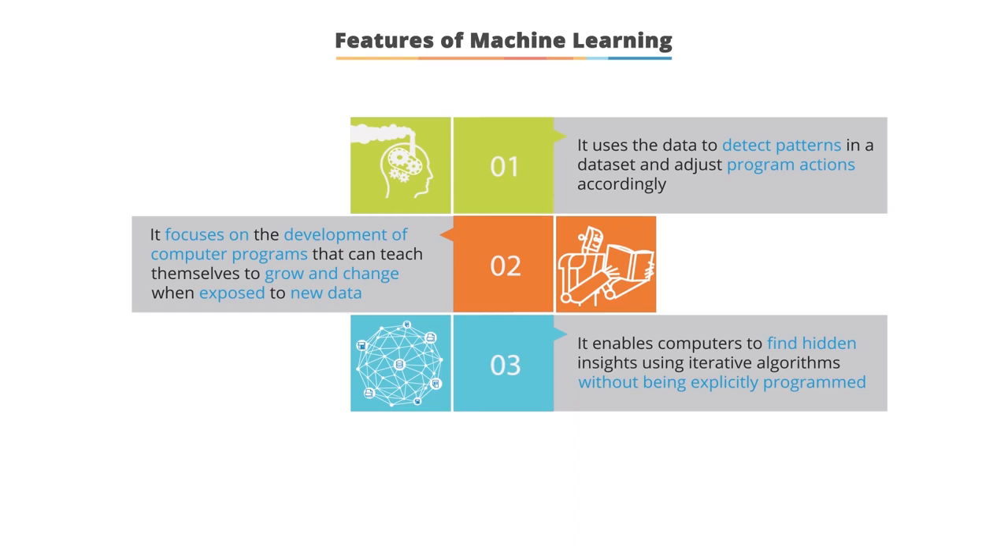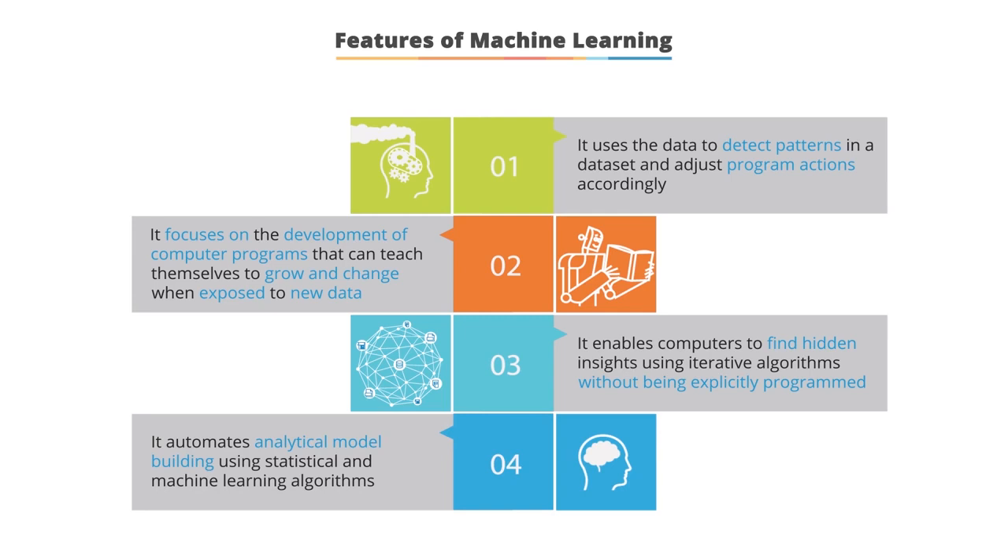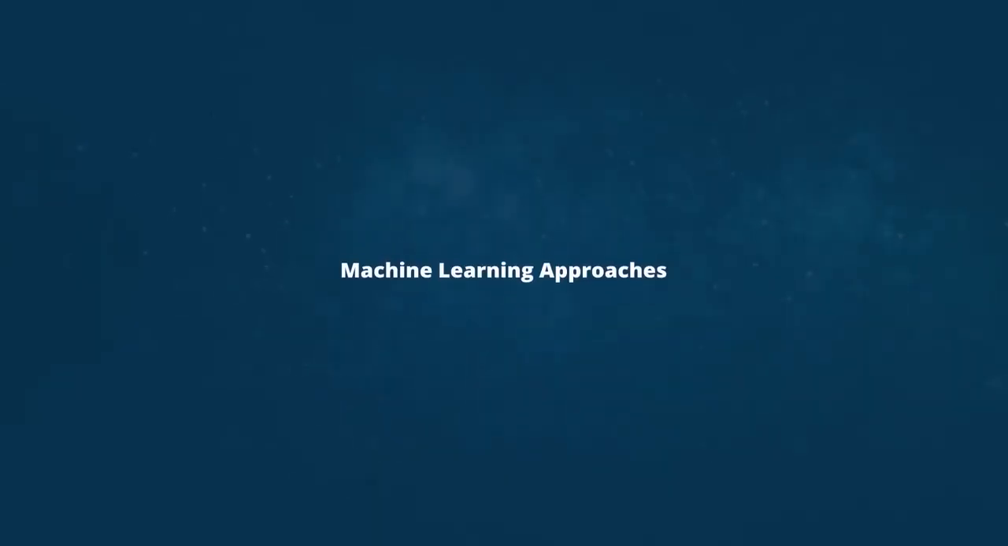Machine learning uses algorithms that learn from previous data to help produce reliable and repeatable decisions. It automates analytical model building using the statistical and machine learning algorithms that tease patterns and relationships from data and express them as mathematical equations. Let's understand the different machine learning approaches.